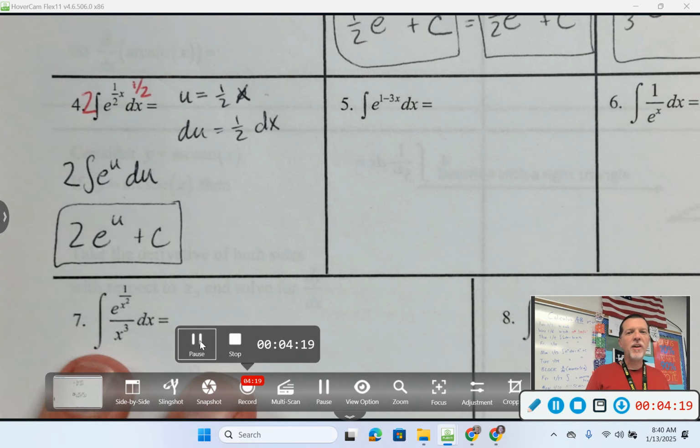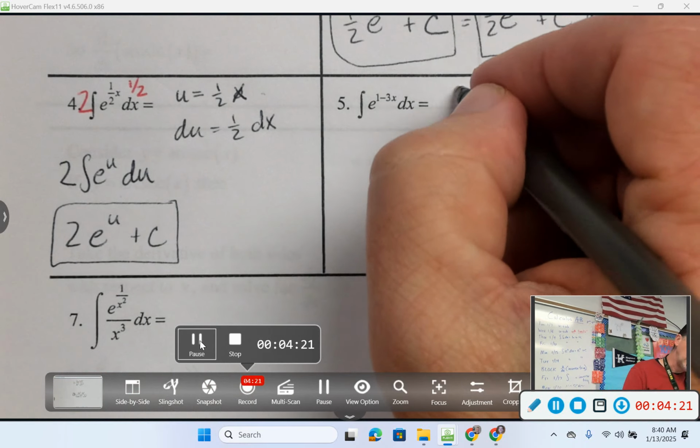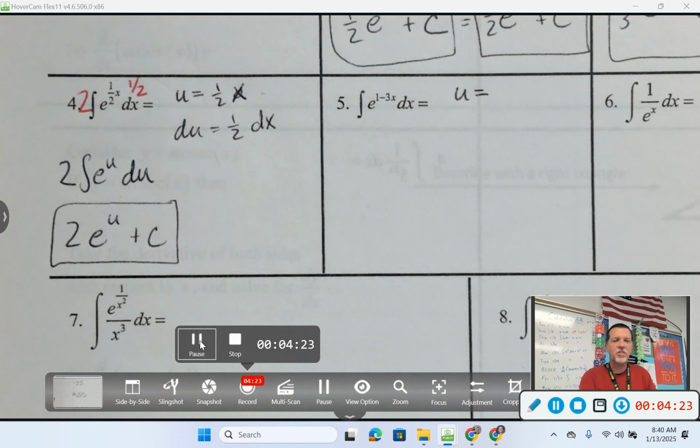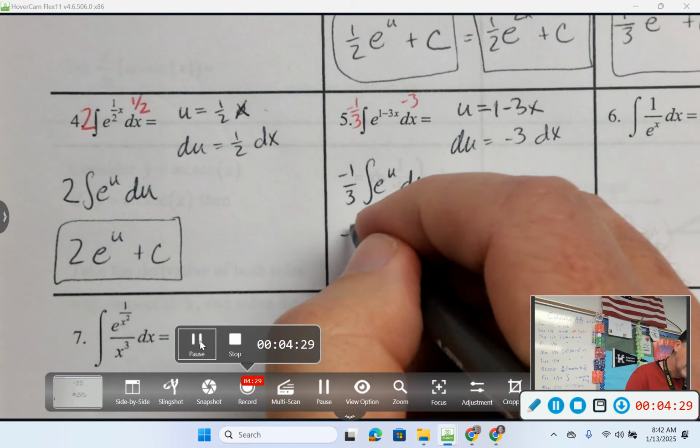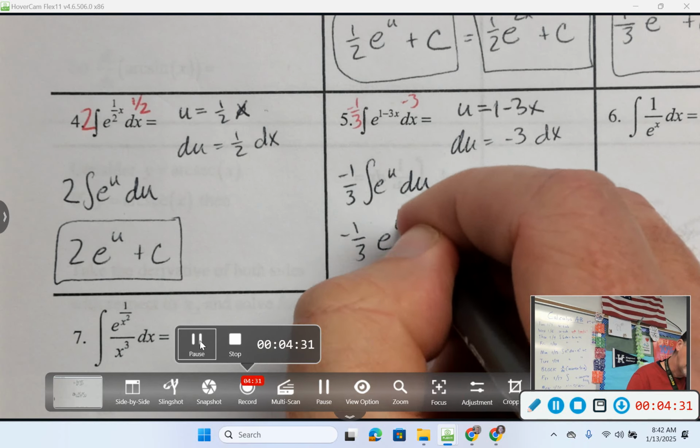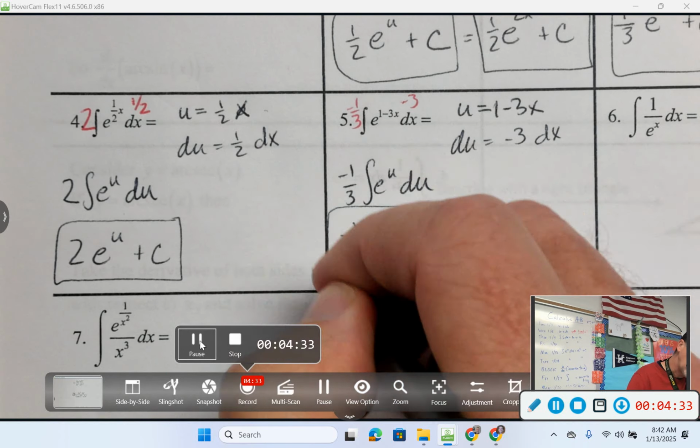Why don't you try number 5? So a little bit different. What do you think u should be? I'll get you started. 1 minus 3x. You got antiderivative e to the u du. So negative 1/3 e to the u plus c.